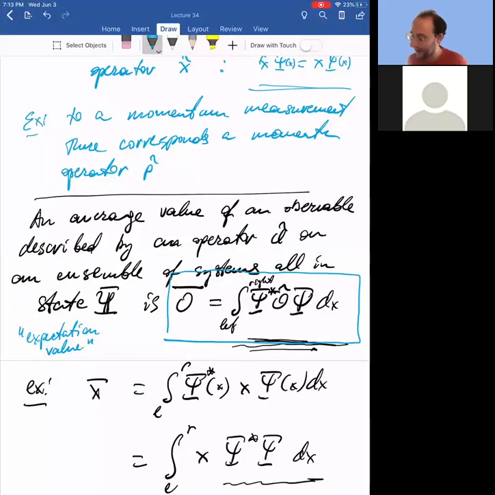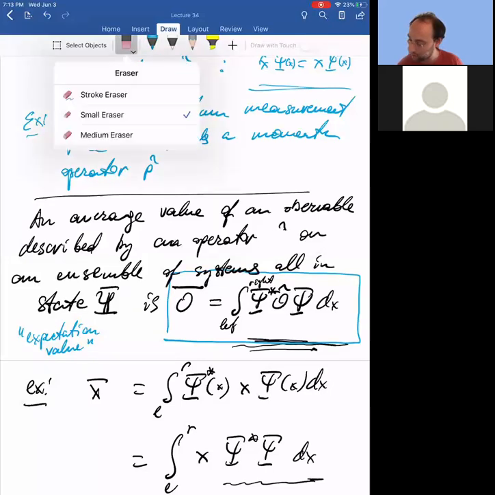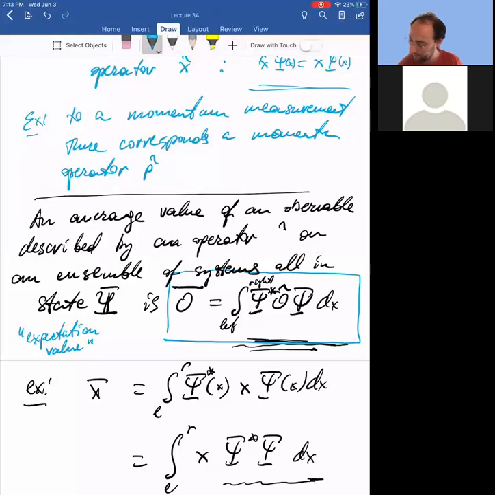An average value of an observable described by an operator O hat, that is an expectation value of a measurement that's described by an operator O hat on an ensemble of systems, all described by a wave function psi. That expectation value is given by this formula. Okay, and this deserves a box.